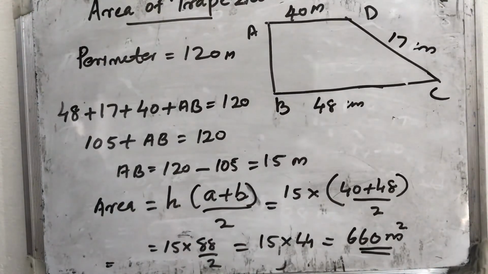So today's class, all of you learned by heart the equation of the area of the trapezium as height into (a plus b), h into (a plus b) by 2, where h is the height of the trapezium and a and b are the lengths of the parallel sides.